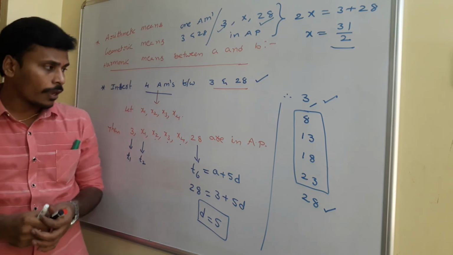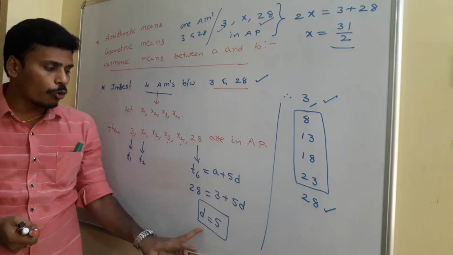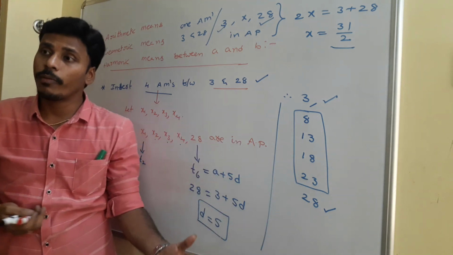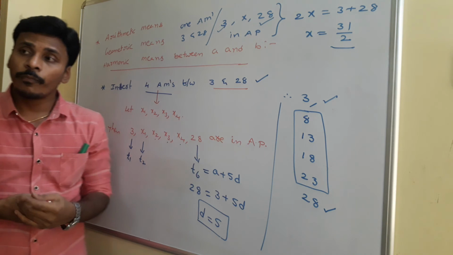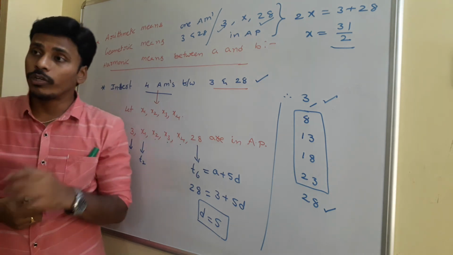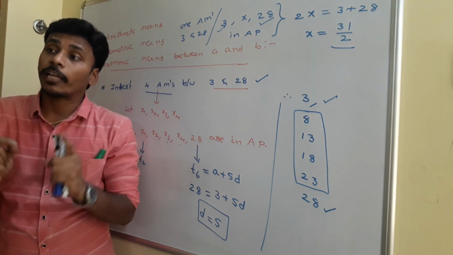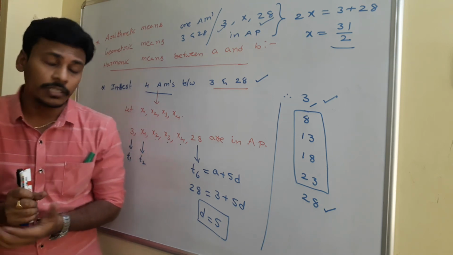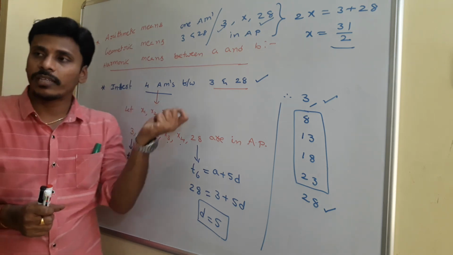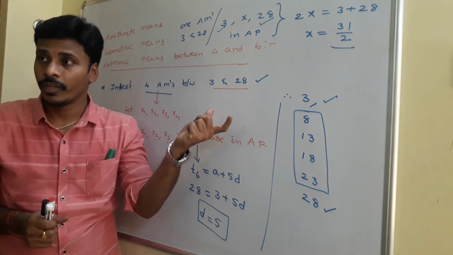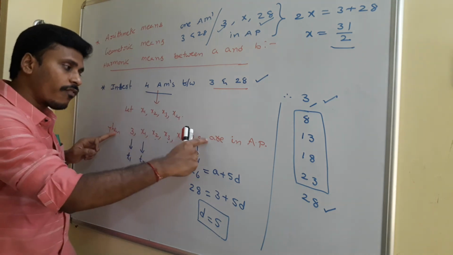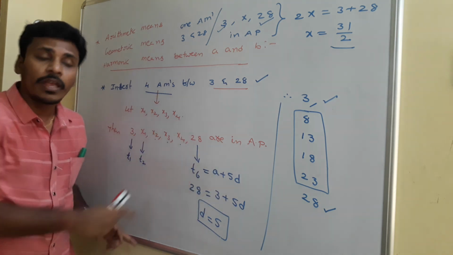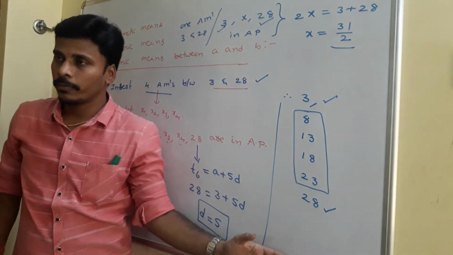I framed the problem like that to make d equal to 5, so that it is somewhat simple. Otherwise you may get fractions also. For example, if anybody asks you to insert 7 arithmetic means between 3 and 28, you insert x1, x2, x3, x4, x5, x6, x7, and then the final sequence is in arithmetic progression. Again, find the common difference in the same manner and then list out all the terms.